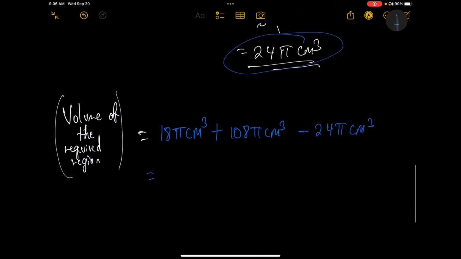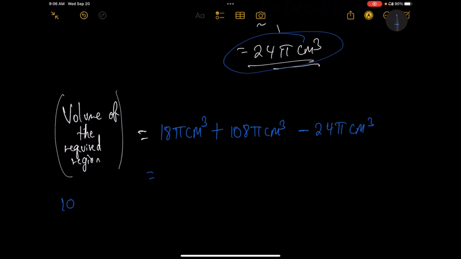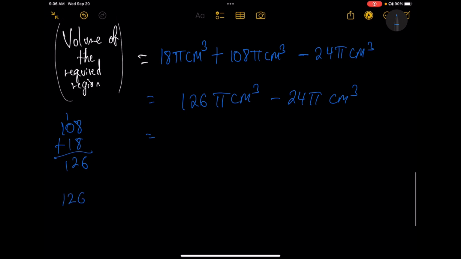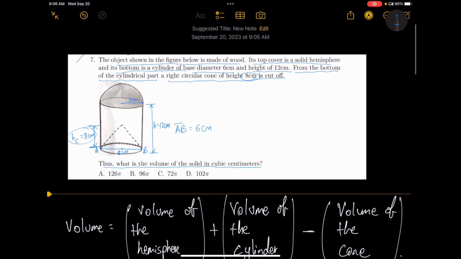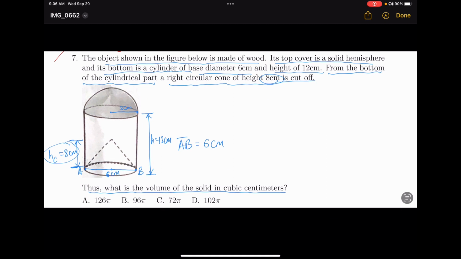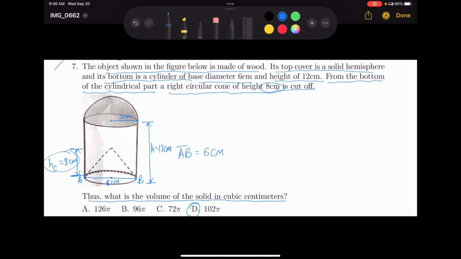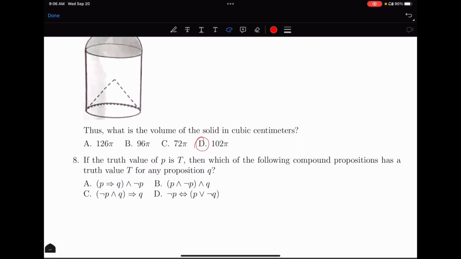በጣም ጥሩ። ከዛ መደመር ነው 108 ሲደመር 18 126 ፓይ ሴንቲሜትር ኪዩብ ማይነስ 24 ፓይ ሴንቲሜትር ኪዩብ which is equals to 126 ሲቀነስ 24 102 ፓይ ሴንቲሜትር ኪዩብ ይሆናል ማለት ነው መልሱ። ኦኬ 102 ፓይ ነው የሚሆነው። ለዛ እዚህ ውስጥ መልሱ ማለት ዲ ነው ማለት ነው የሚሆነው 102 ፓይ ኢን ኪዩቢክ ሴንቲሜትር ተጽፏል። ኦኬ ስምንተኛ ምን ይላል?